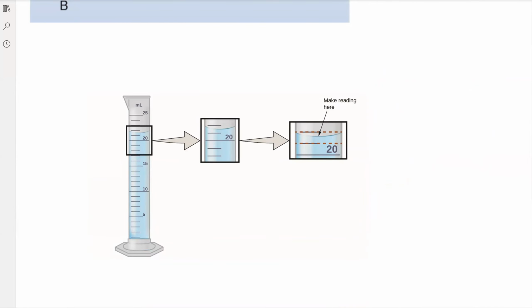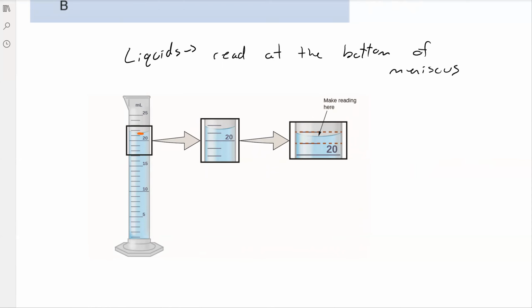Just some other notes. We're going to measure some liquids. Liquids will form a meniscus. That's this kind of little curve here. You see how it's kind of curving there. It's not totally straight. Liquids will form that. The rule of thumb is to read at the bottom of the meniscus. So not the top, but the bottom. So again, you want to kind of read down here-ish. You can see it pointing down there.